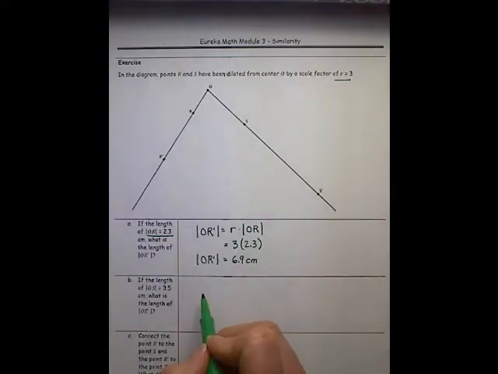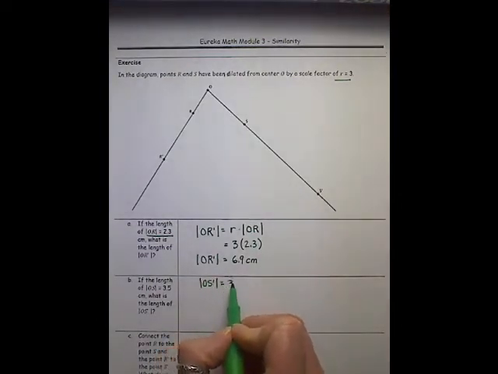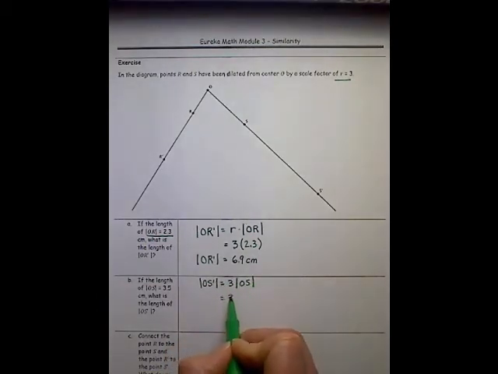Question B. The length of OS is equal to 3.5. What is the length of OS prime? Pause the video and complete that exercise. So we have OS prime is equal to 3 times OS, and that is equal to 3 times 3.5. And so OS prime has a length of 10.5 centimeters.